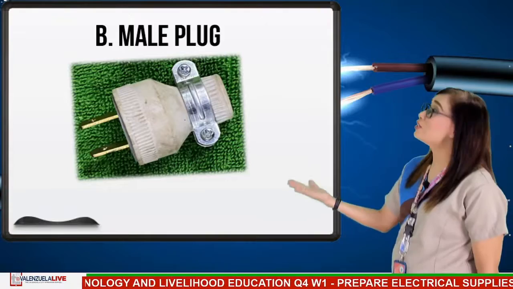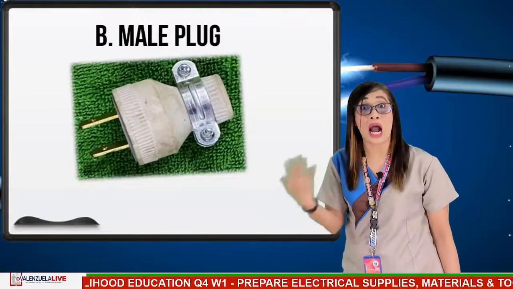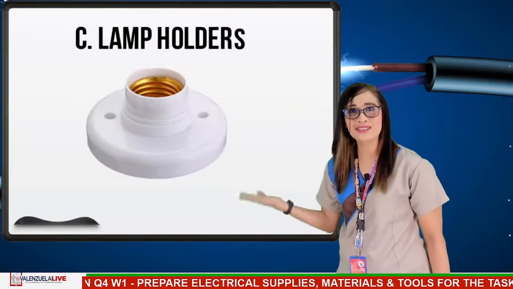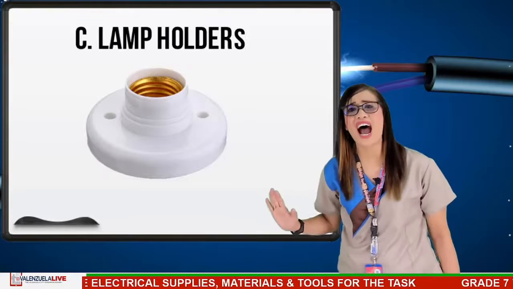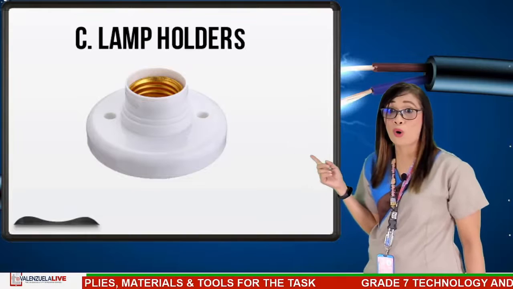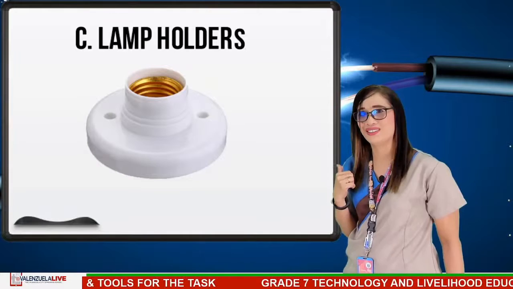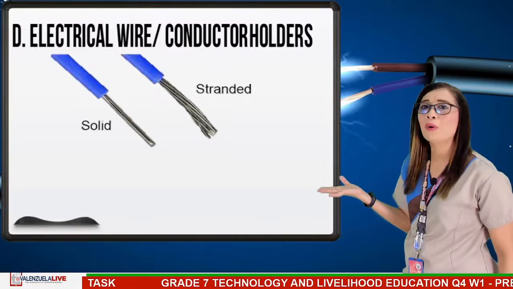This is a device inserted into a convenience outlet to conduct electric current. Next, lamp holders. This is a device that holds and protects the lamp and is also called a lamp socket or receptacle. Next, we'll have electrical wire, or we call it conductor.